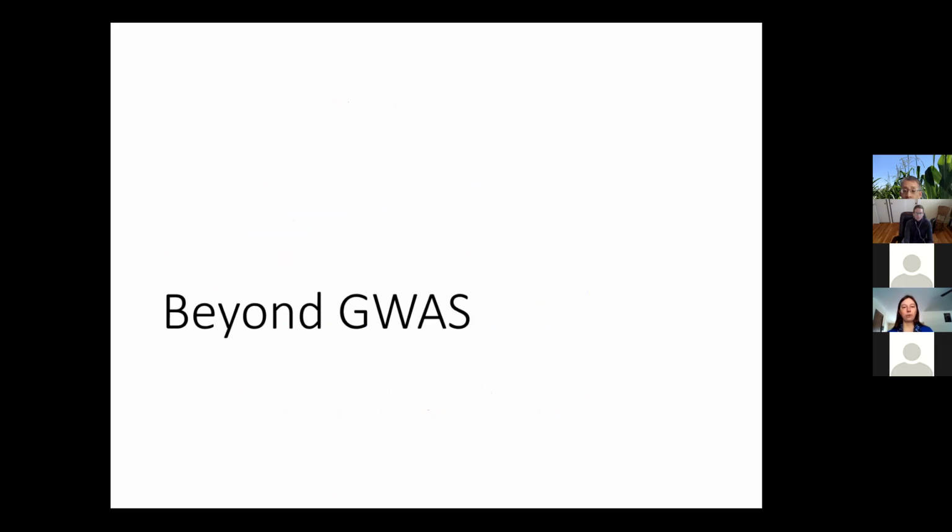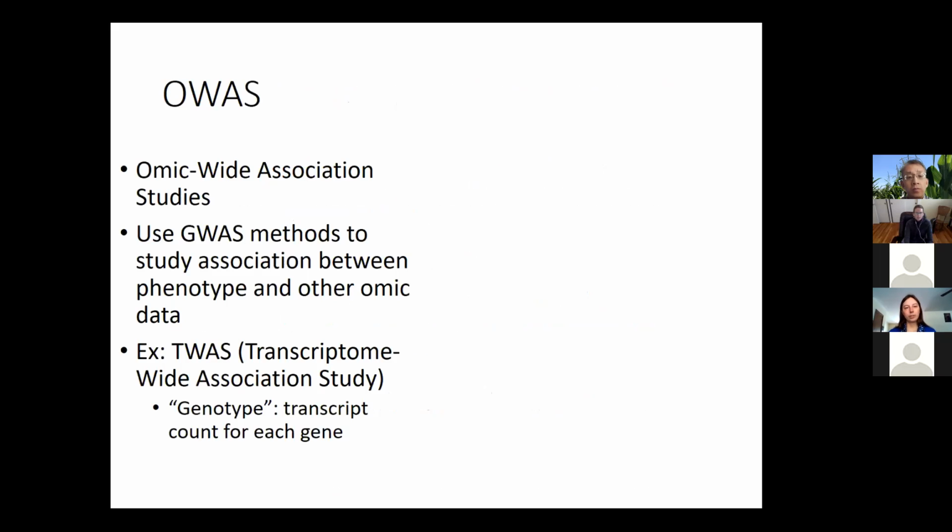We can also apply what we've learned in GWAS in other areas, moving beyond GWAS. One of these ways is through OWAS, which stands for Omic-Wide Association Studies. Basically, in OWAS, you use GWAS methods to study associations between phenotypes and other types of omic data. An example I use in my own work is TWAS, or transcriptome-wide association studies. In place of the genotype data of the GWAS, we instead use the transcript count from each gene.